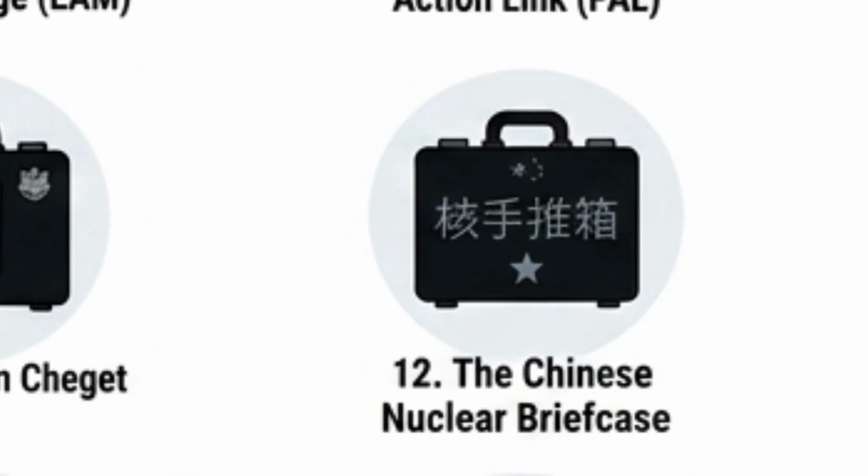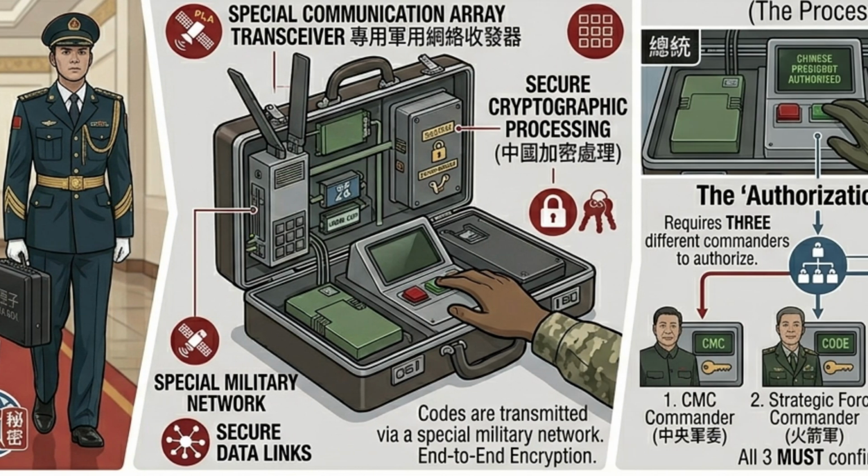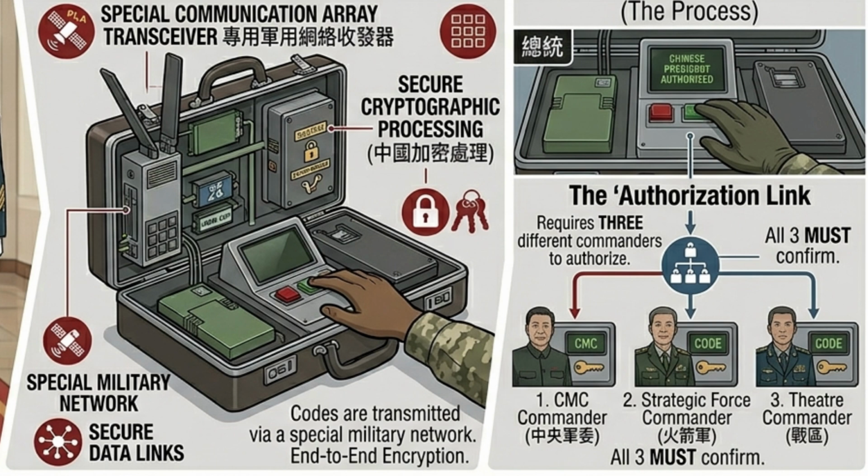12. The Chinese nuclear briefcase. China's system is highly secret. The president carries a briefcase called the black box. Codes are transmitted via a special military network. China requires 3 different commanders to authorize a launch, not just the president.